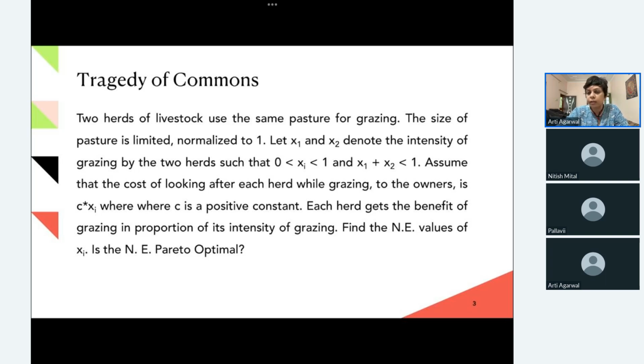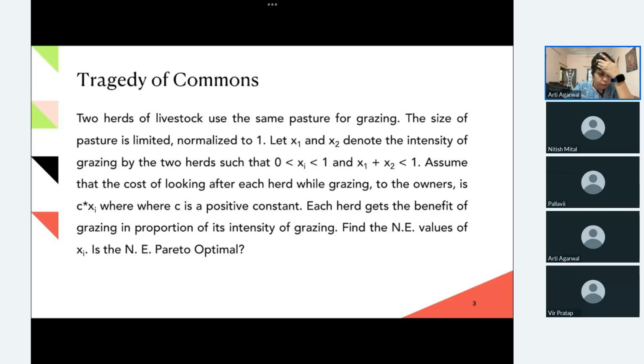It's a very classic game in the world of environmental and resource economics. So this is the problem. It's a slight variation on the problem which is there in the lecture series. The problem is very simple and basic. There are two herds of livestock, and assume that they're both using the same pasture. There's one big grazing land or pasture land which is limited in quantity. So the pasture land is fixed.